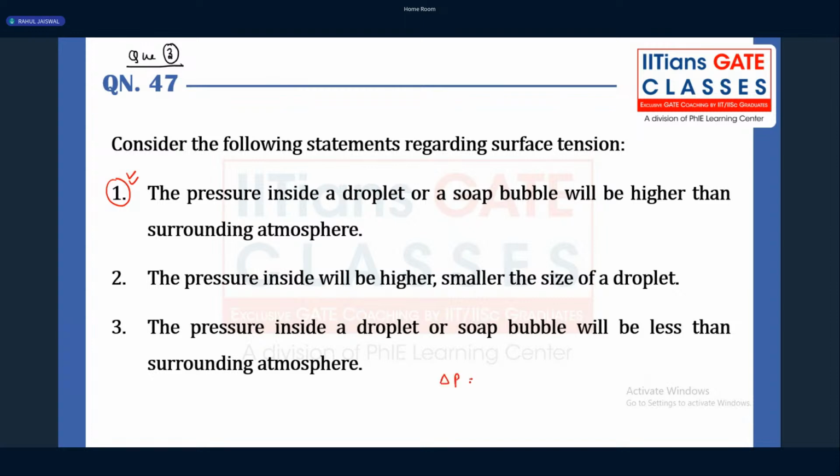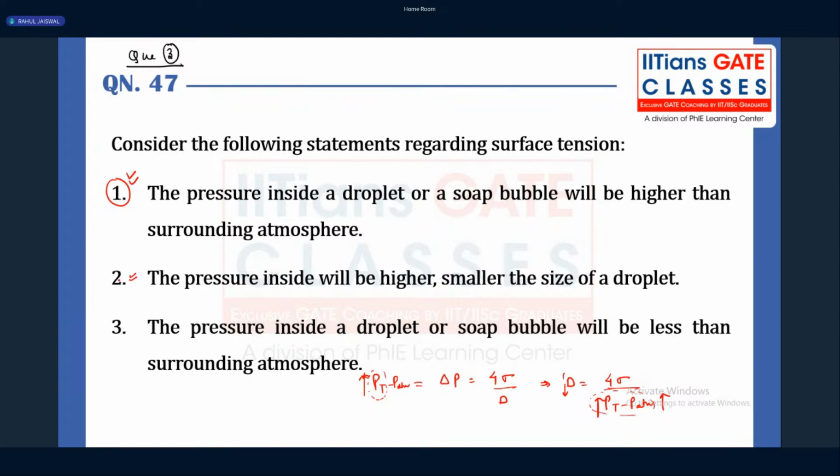Let's suppose for droplet, we are having 4 sigma by D. What is the delta P? P_in minus P_atm. If P_in will be higher and higher, from here diameter, what we can write? D equals 4 sigma by (P_in minus P_atm). If P_in will be higher and higher, this quantity will be higher and higher. What about the diameter or the size of the droplet? It will be smaller. So can I say this statement number 2 is also correct?